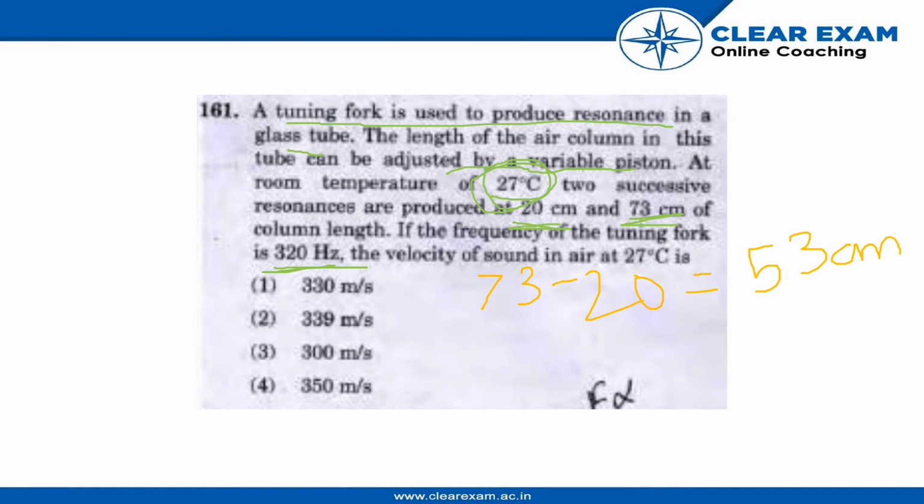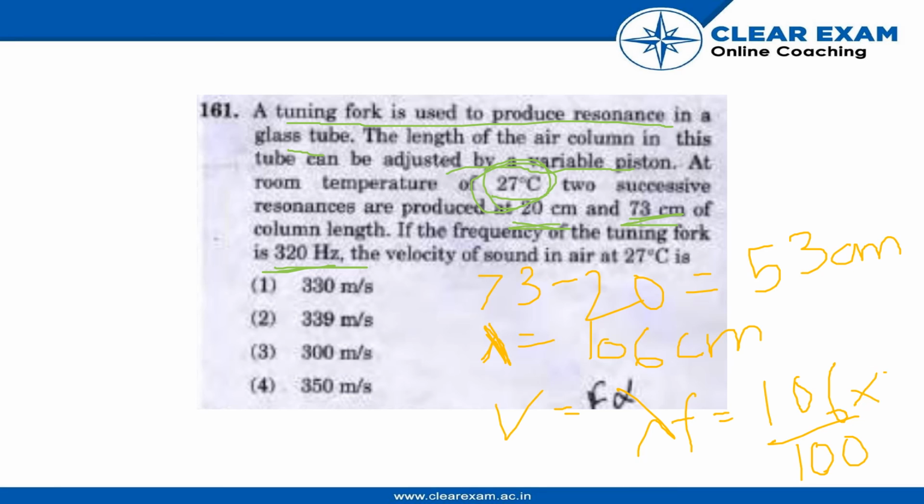Okay, so now we have lambda, which is equal to 106 centimeters. That's just the double of it. Now V equals lambda times F. So lambda equals 106 and the frequency is equal to 320.